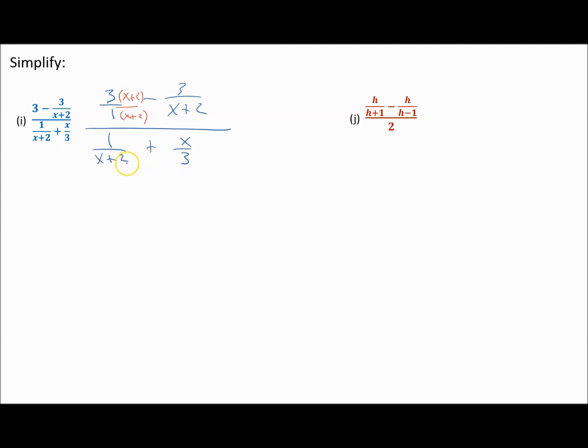So the common denominator here is 3 times x plus 2. If I look at my first fraction, it's missing a 3, so I need to multiply by 3 over 3. The second fraction is missing an x plus 2, so I need to multiply by x plus 2 over x plus 2. That way they have the same denominator.